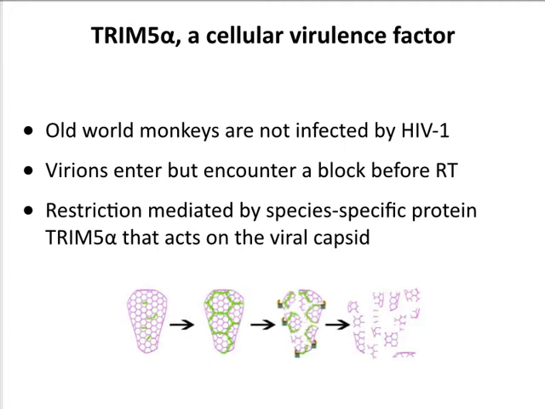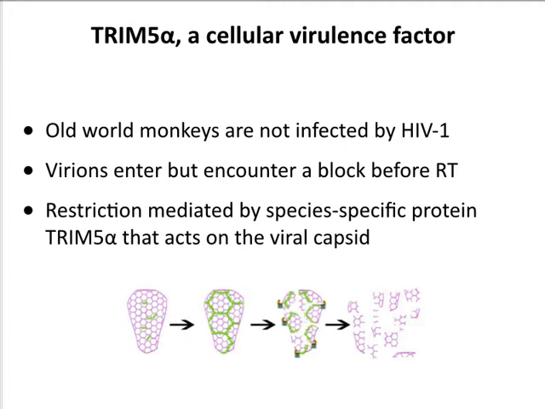Another example of a virulence factor, this is a cellular virulence factor. So far we've talked about viral genes that influence virulence, but there are many cellular genes that do as well, and this is an exploding field. TRIM5-alpha. TRIM is a member of a large family of proteins. And this particular one, TRIM5-alpha, is a virulence factor for HIV infection.